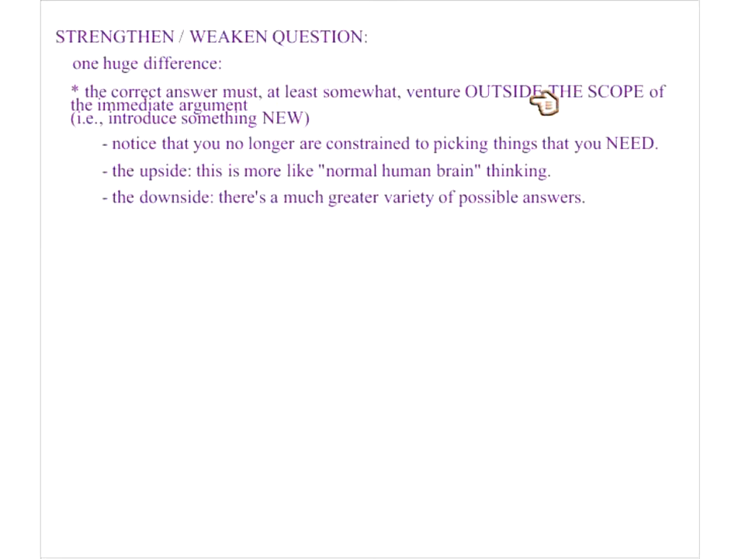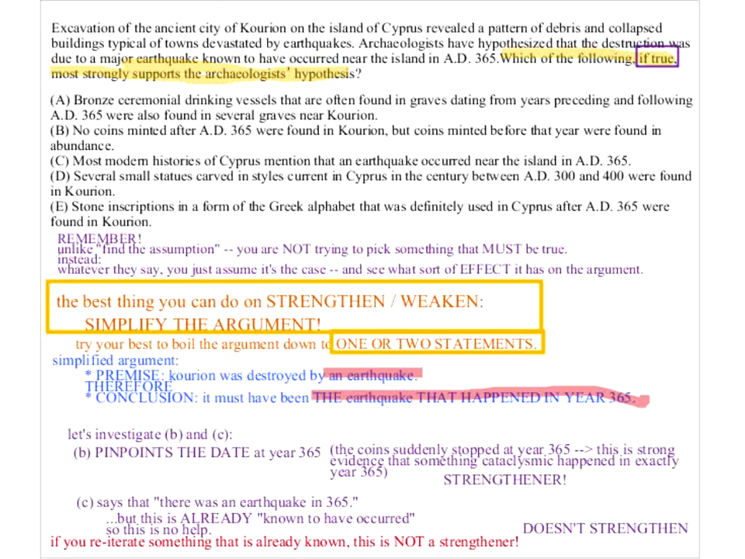When you find the assumption, you're looking for assumptions. Assumptions are things that are encoded in your argument already, and so they can't go outside the scope. Strengtheners, remember, you don't have to worry about in or out of scope at all when you're doing strengthen questions, because it says this. Okay, if true is basically permission to go out of scope. Right? These two words are basically permission to go outside the scope of the argument.